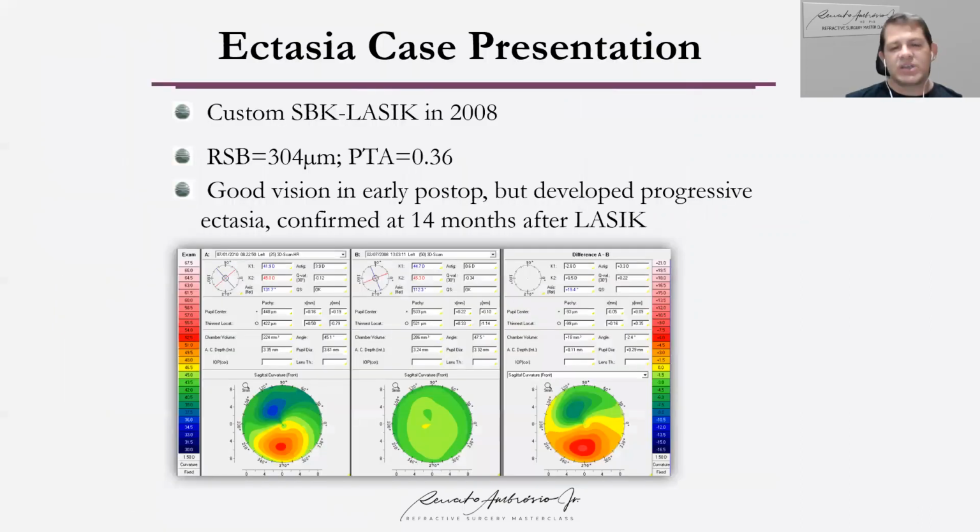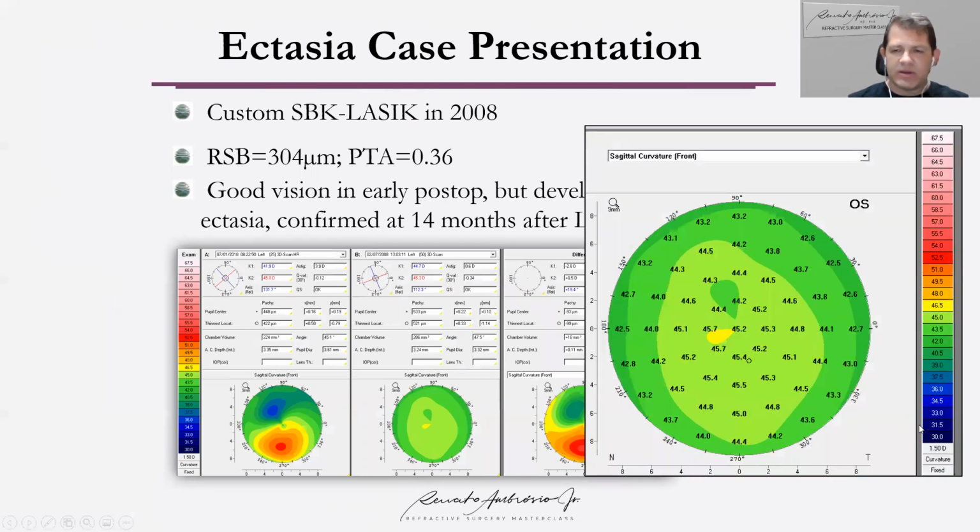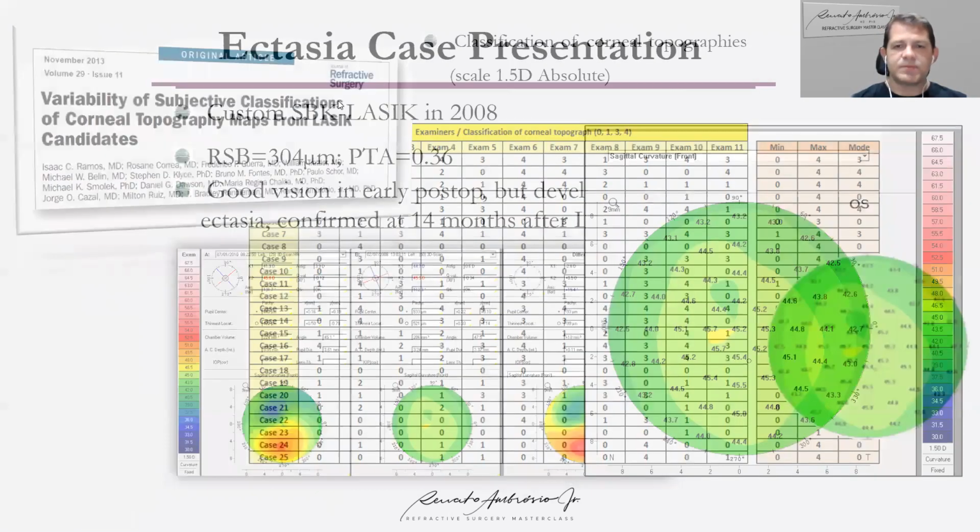At that time we were discussing cases like this one. This was presented by Doug Koch, and this patient had a little bit of yellow here. There's a Steve Klyce 1.5 diopter scale. The PTA was relatively good. There was no PTA description at that time, by the way, but the residual stromal bed was 304, and this case had ectasia after LASIK with a thin flap, sub-Bowman keratomileusis.